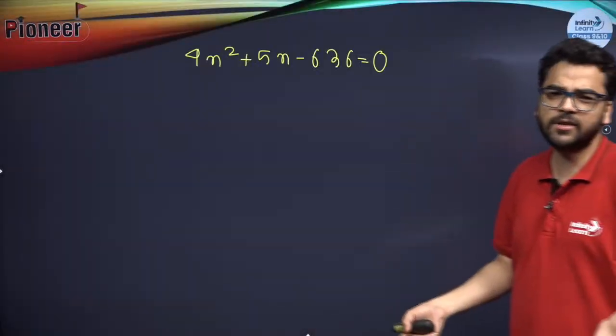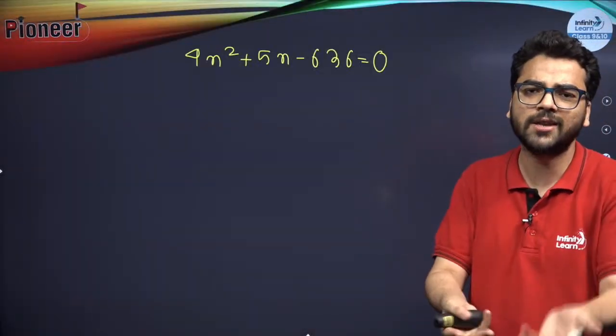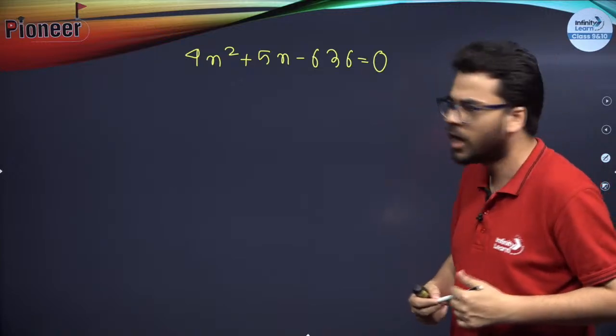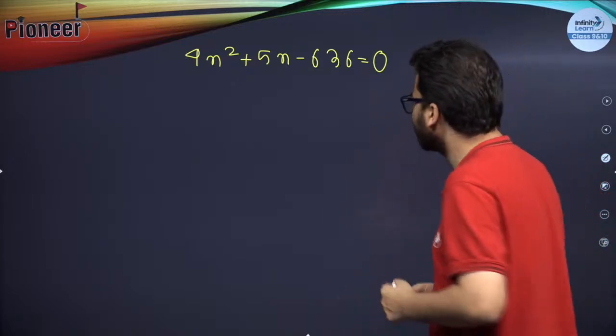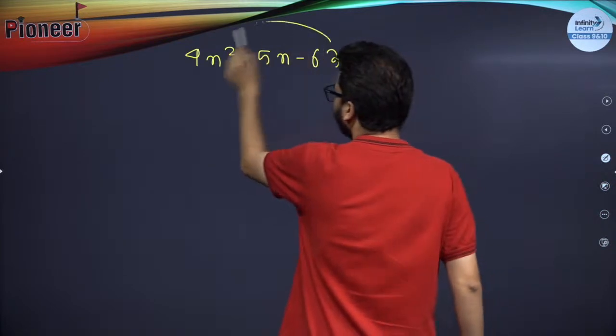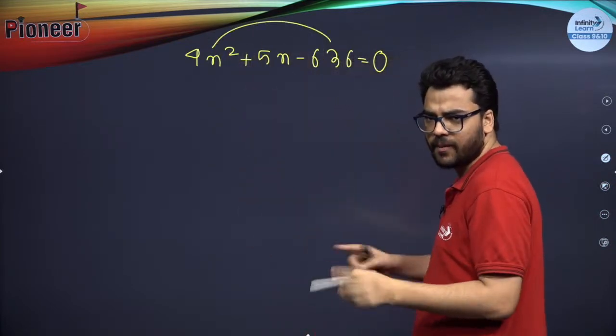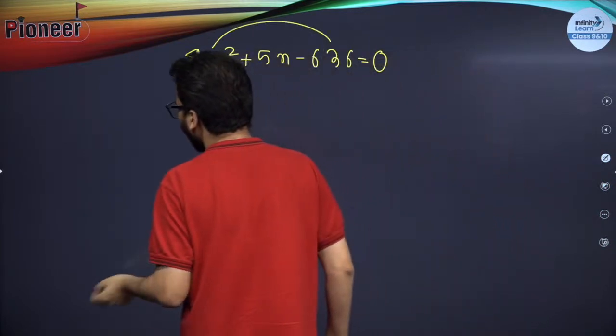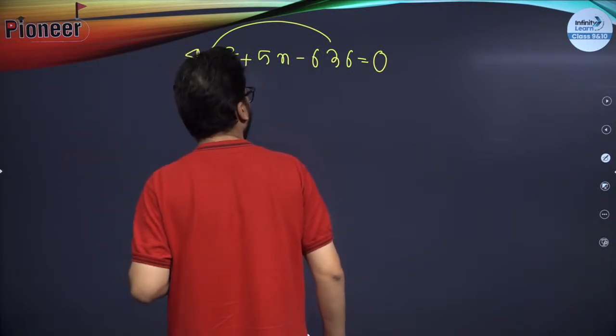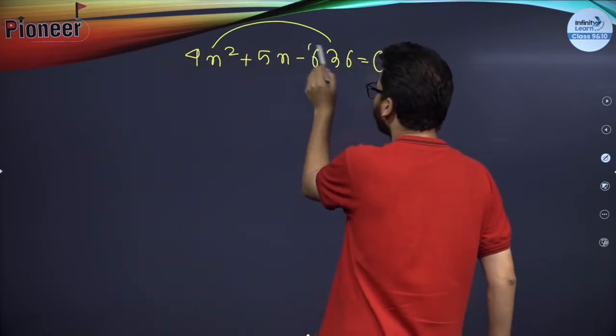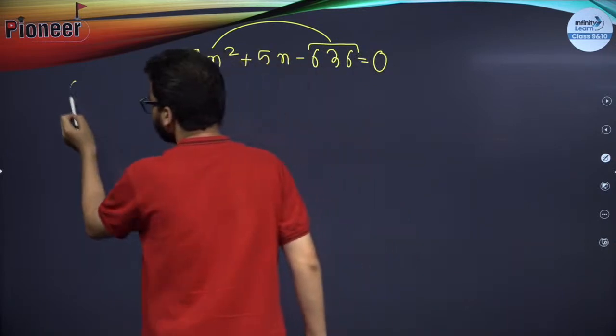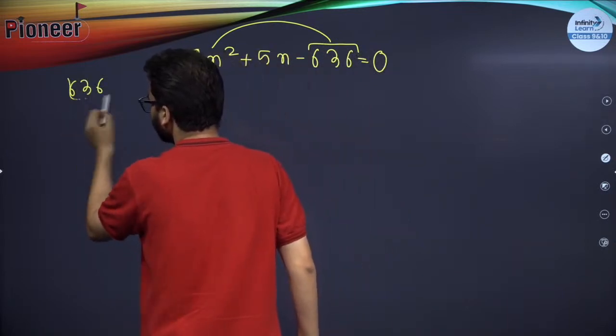So basically you can use the factorization method, or you can use the quadratic formula. It's all up to you. Suppose I'm using the prime factorization method. So what will I do? I'll take the first and the last terms over here and multiply them, and I'll do the prime factorization. Or before that, let's do the prime factorization of this only, guys. 636 over here. So this will be what?